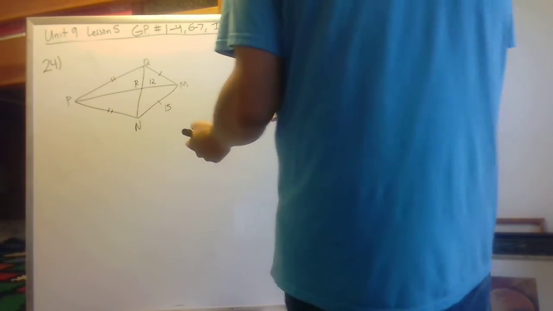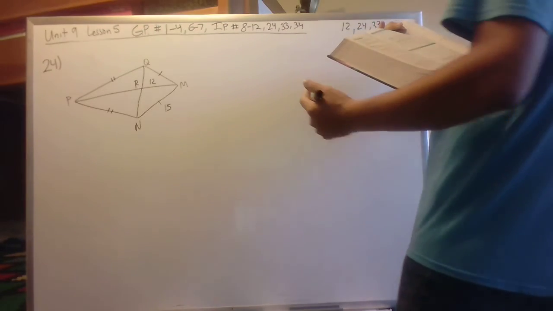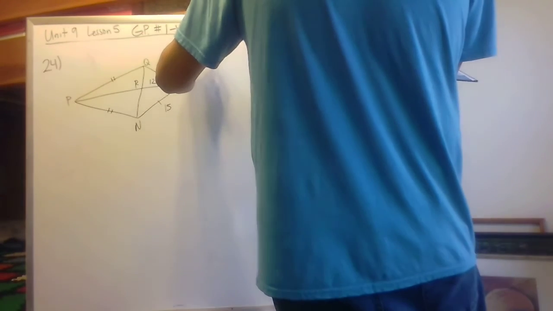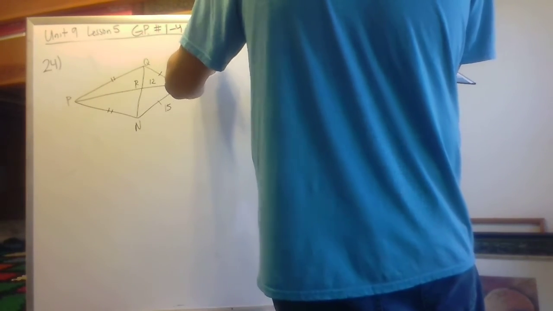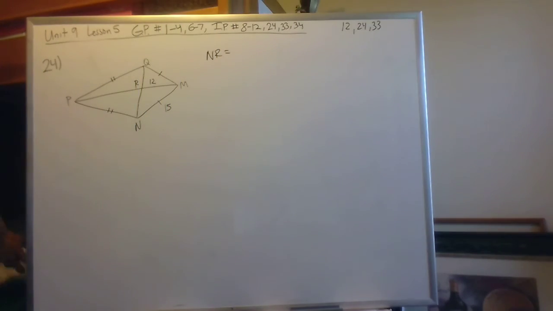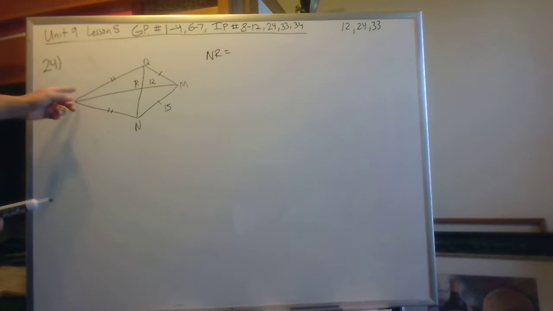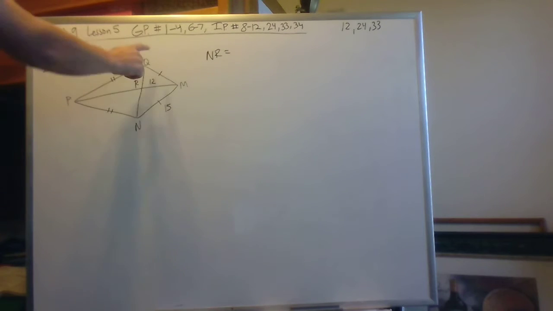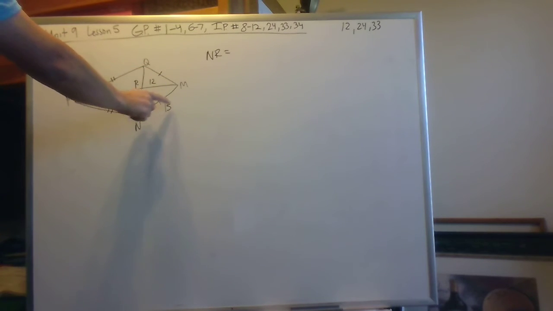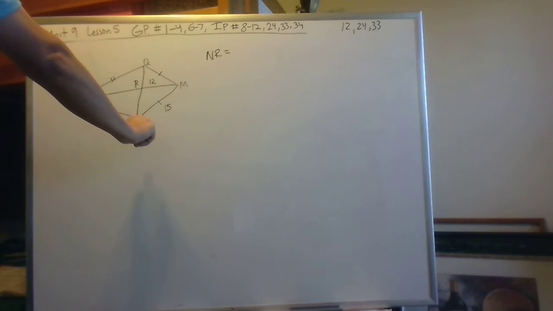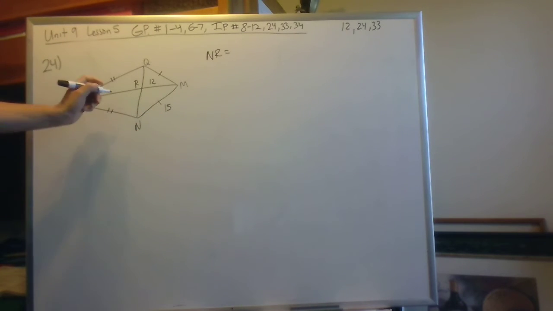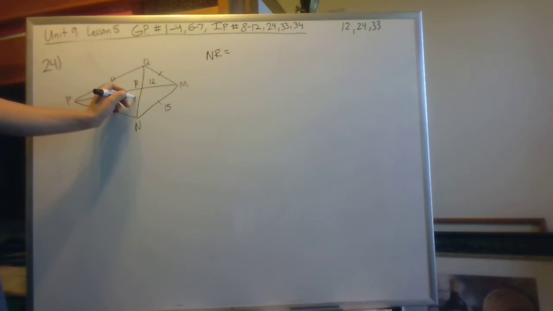So we have a kite for number 24, and it wants us to find the length of NR. Essentially, this kite has P and Q being congruent and P and N being congruent as well. Q and M is congruent to M and N. So it wants us to find NR, this portion right here. I'm just going to label that as X.